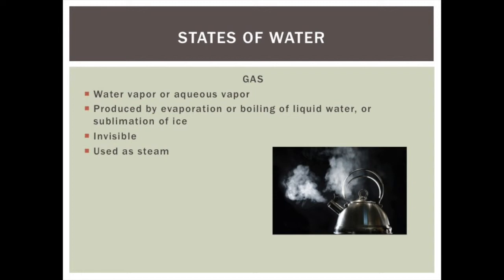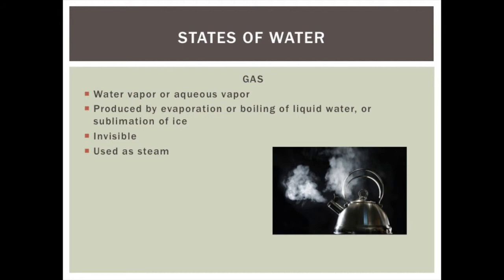The third state of water is gas, also known as water vapor. It is produced by the evaporation of liquid water. Now, water evaporates at 100 degrees Celsius. And what happens at 100 degrees Celsius is the molecules in the water start moving incredibly fast, and they no longer have any connection to each other, so they spread out and in turn become invisible.